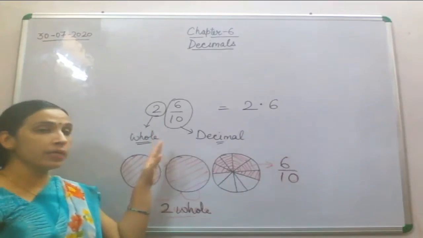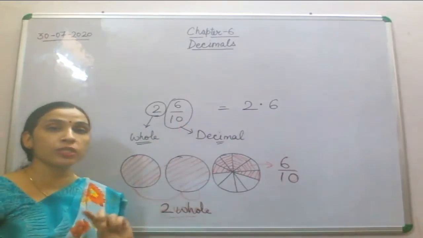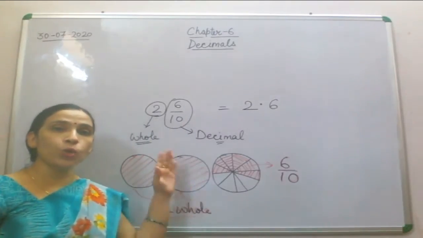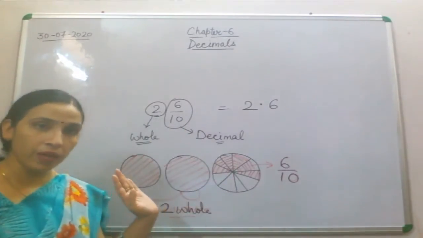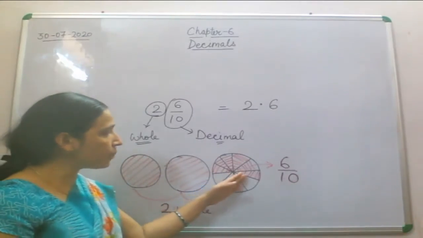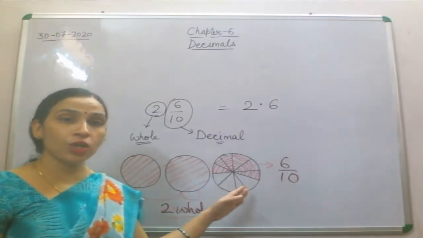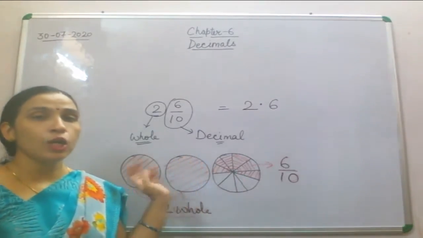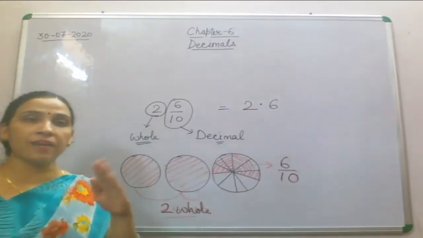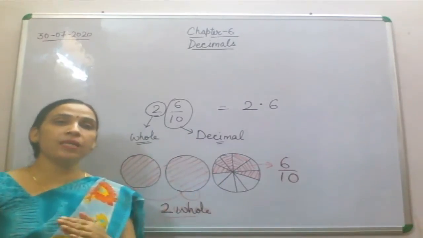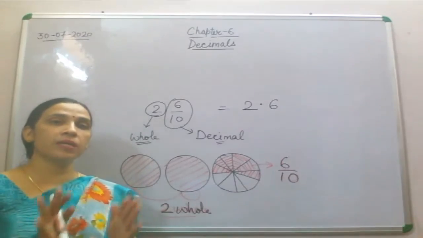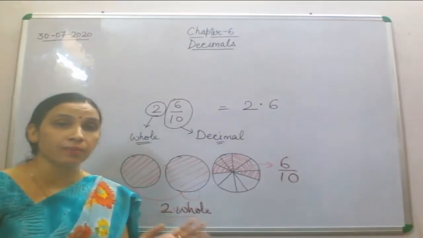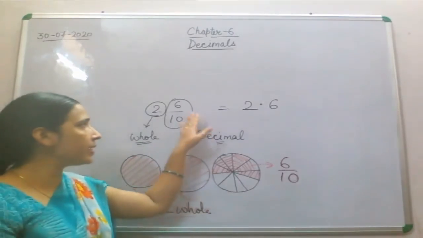But on the other side you can see 6 by 10, which is a fraction part, and that fraction part is represented in decimal form. This representation of the fraction part you have done in your previous chapter. So there is a correlation between fraction and decimal, and decimal is only possible if you remember the fraction completely. Then only can you easily find the decimal. So now here 6 by 10 is there.